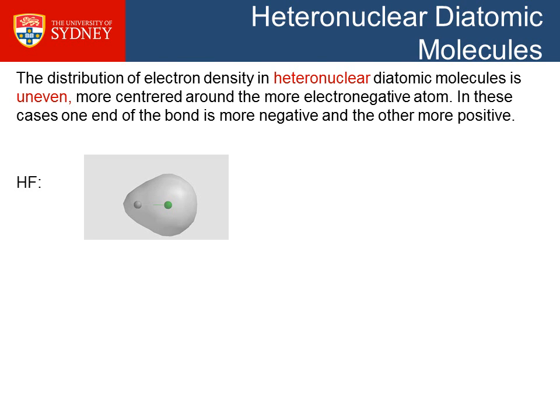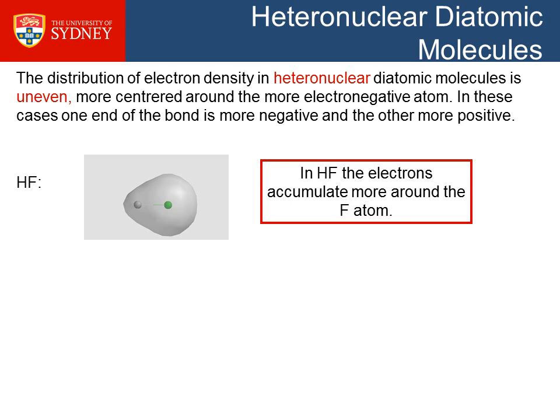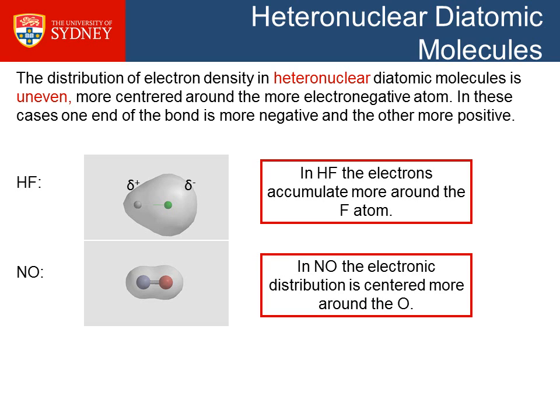In heteronuclear diatomic molecules instead, the electron distribution is uneven and more centered around the more electronegative atom. In the case of hydrogen fluoride, for example, there's a higher distribution of electrons around the fluorine atom, and we indicate this with a delta minus around the fluorine and a delta plus around the hydrogen. Similarly, with nitrogen oxide, there's slightly more electrons around the oxygen, and we indicate this with a slightly uneven electron cloud.